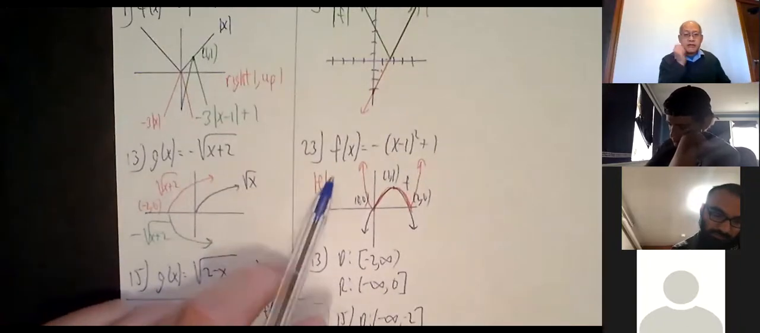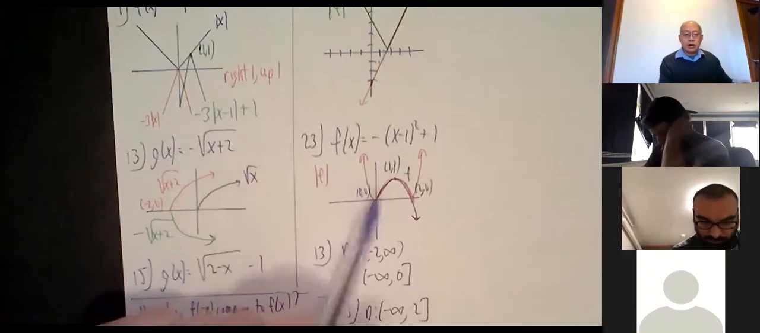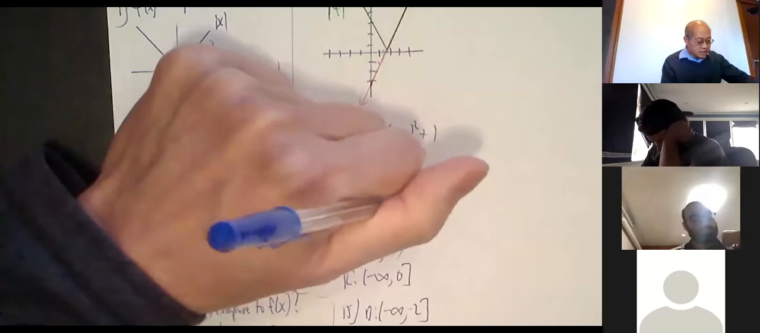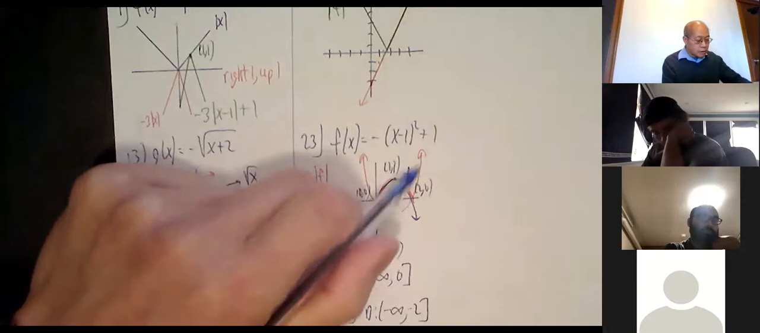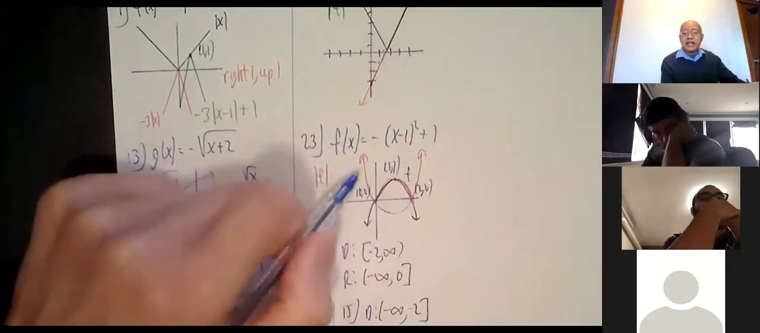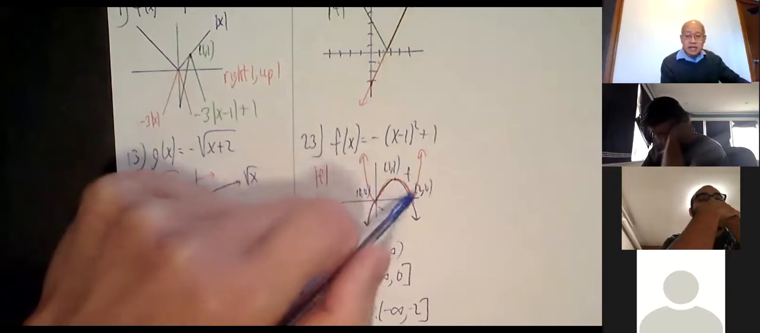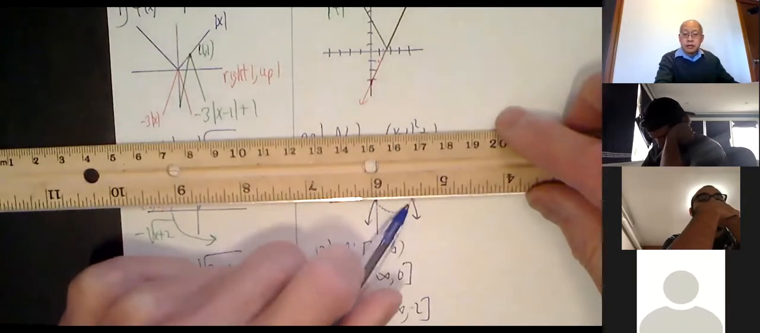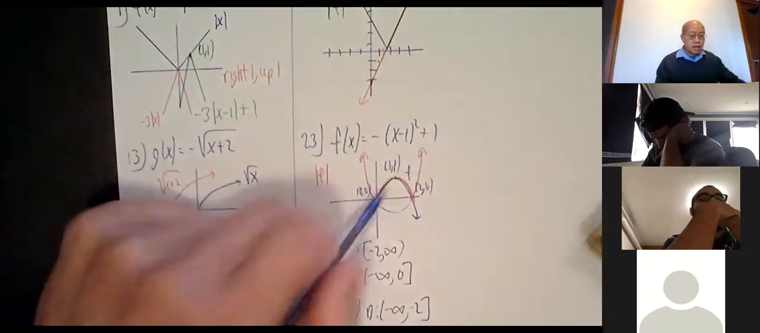Okay, and here's another one. f of x equals negative parentheses x minus 1 squared plus 1. Okay, so the original graph was like this. So here's the original graph. It's a parabola. And anything that was above the x-axis stays the same. So this stays the same, that stays the same. But anything that was below, this part's below, right? So we're going to bounce that mirror image and make it come up to here.